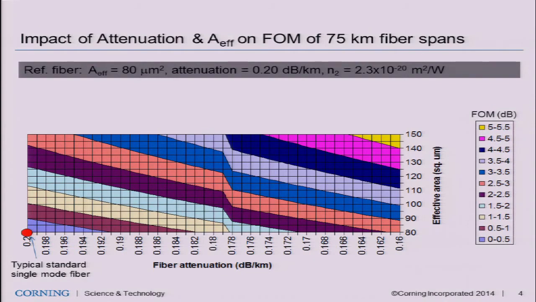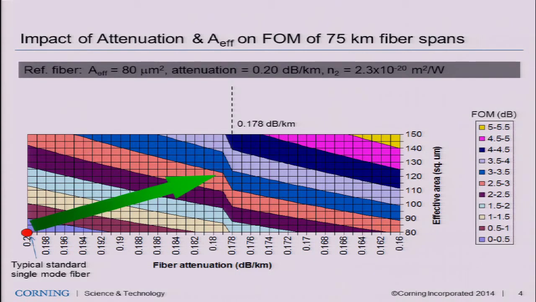This is a diagram showing the figure of merit. If you decrease the fiber attenuation and increase the fiber effective area, that is the goal, we want to move up, as the arrow points out. We want to increase the fiber effective area and decrease the fiber attenuation.